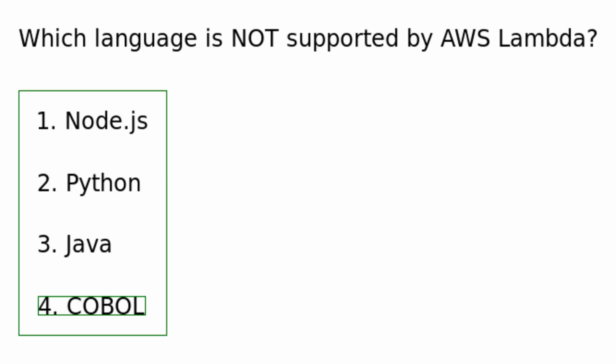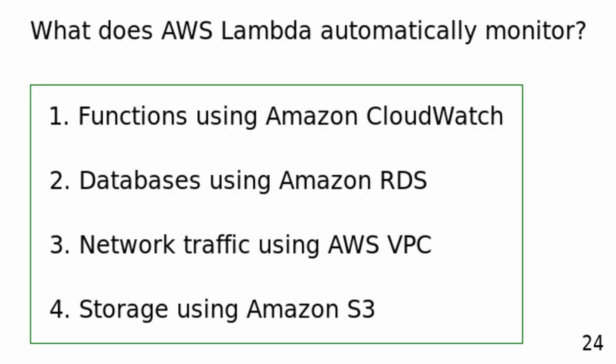AWS Lambda natively supports Java, Go, PowerShell, Node.js, C#, Python, and Ruby. COBOL is not supported. What does AWS Lambda automatically monitor?